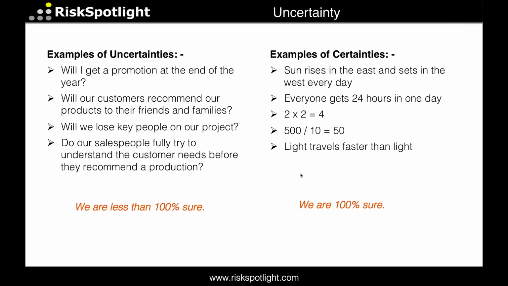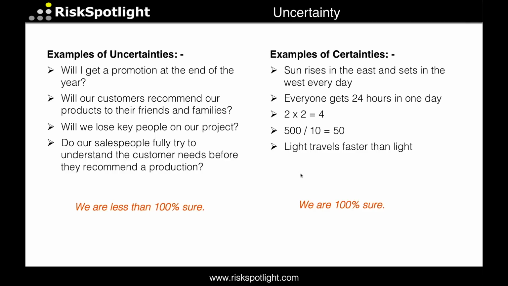Another uncertainty could be: are our salespeople trying to understand the needs of the customers before they recommend the product, or are they just trying to make the sales numbers and they don't really care whether the customer wants the credit card product or the mortgage product or the insurance product? They will sell the product to the customer just to achieve their sales objective. So those are all examples of uncertainty where we cannot be 100% sure whether those things could happen or not happen in the future.